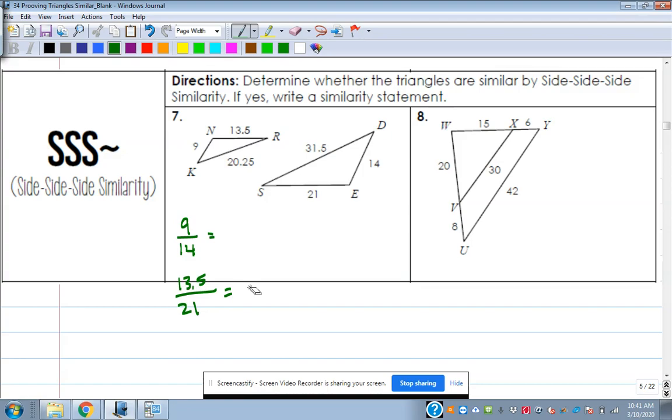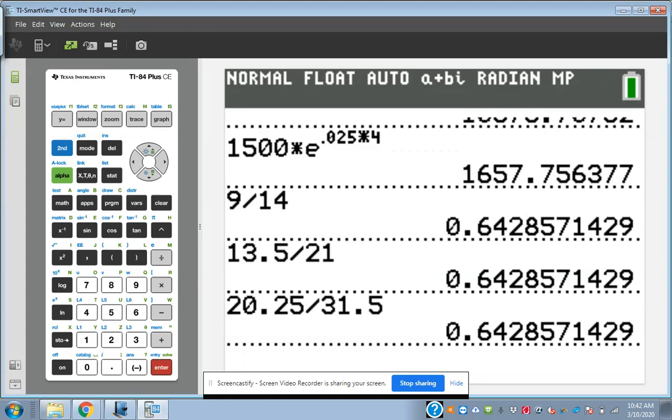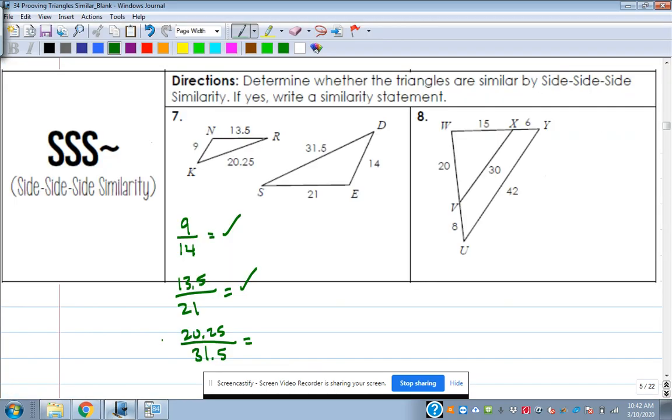We got to check the third pair though. So 20.25 over 31.5. So those are the same. Let's check that one. 20.25 over 31.5. And we do get the exact same decimal equivalent. So those are similar. So it's yes.